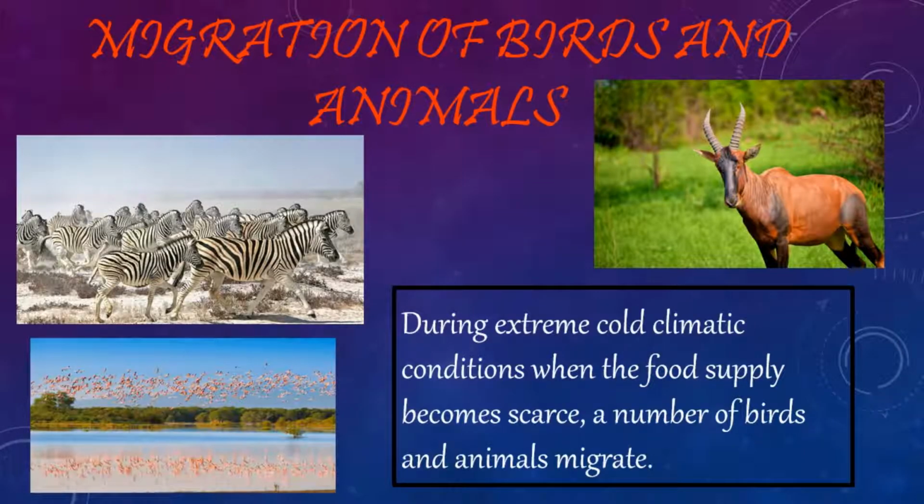Migration of birds and animals. Our adaptation to climatic conditions is possible only up to a certain limit. That is why organisms prefer a certain habitat. During extreme cold climatic conditions, when the food supply becomes scarce or insufficient, a number of birds and animals migrate temporarily.